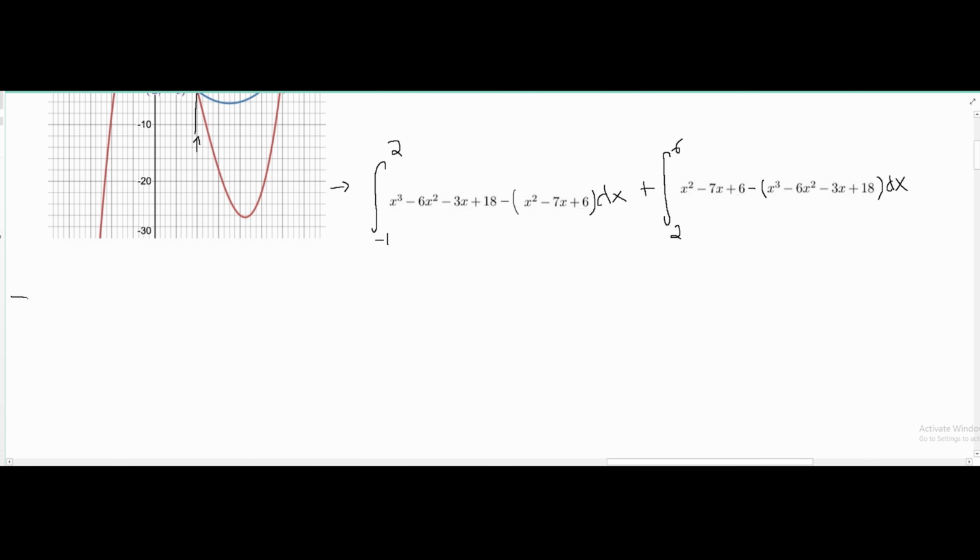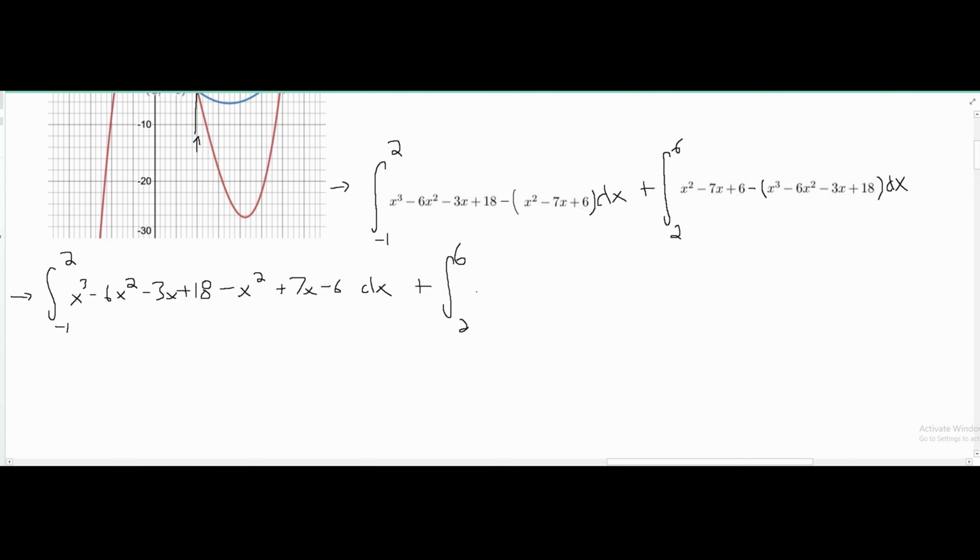The first thing that we should do is, in both of them, distribute the negative sign. So nothing is going to change, we are just distributing, and then we are going to simplify. We have our x cubed minus 6x squared minus 3x plus 18, and then we are subtracting an x squared plus 7x minus 6 with a dx still. We are adding this to our integral from 2 to 6.